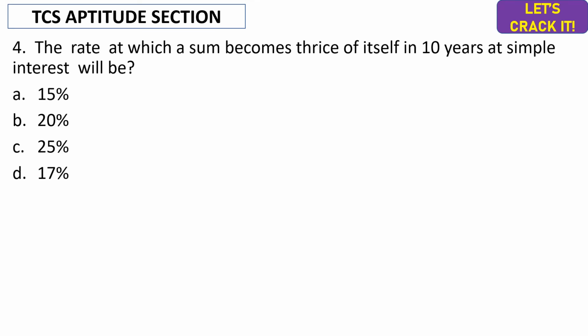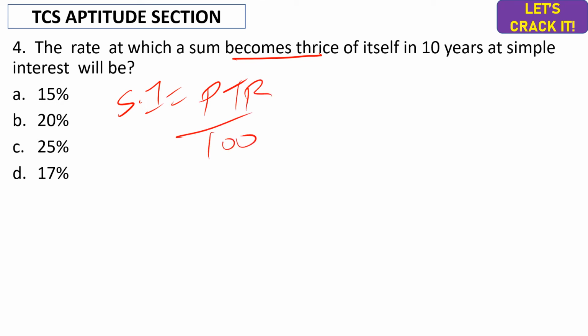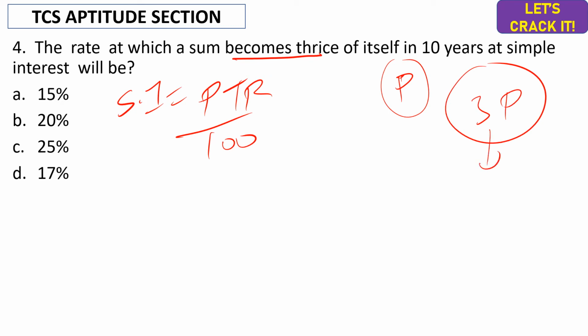So here comes the simple interest related question. We need to find the rate at which a sum becomes thrice of itself in 10 years at simple interest. Basically, simple interest formula is PTR by 100. So here in our case, the sum has become 3P, where P is the principal. This 3P includes our principal plus interest. How much should the interest be in order to become 3P?